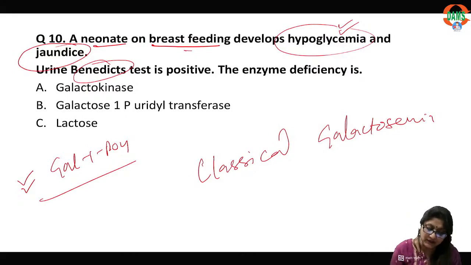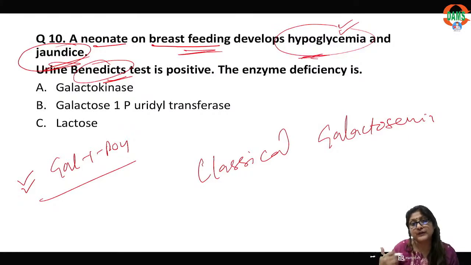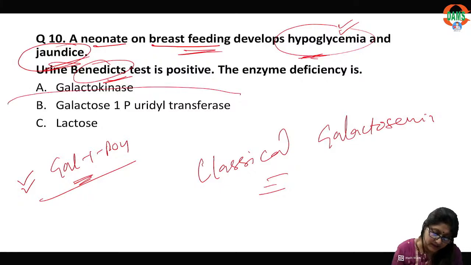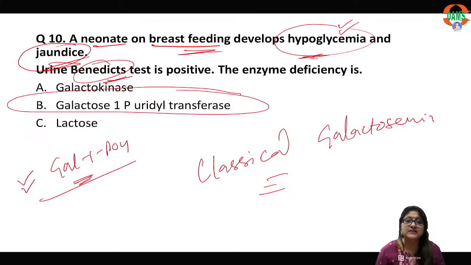So the baby is having a problem with the liver, and positive Benedict test is due to presence of galactose in the urine, jaundice due to hepatic damage, hypoglycemia due to inhibition of glycogen phosphorylase enzyme by galactose 1-phosphate. It's all hinting towards classical galactosemia. And I have told you in the previous question that the enzyme deficiency in classical galactosemia is galactose 1-phosphate uridyl transferase enzyme.